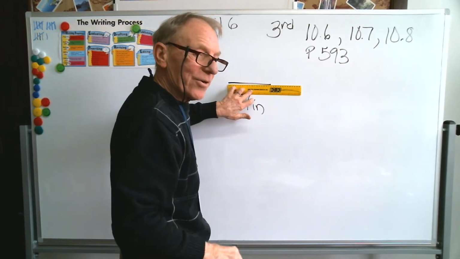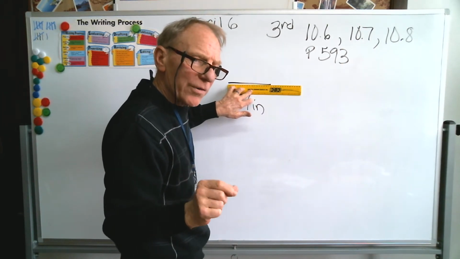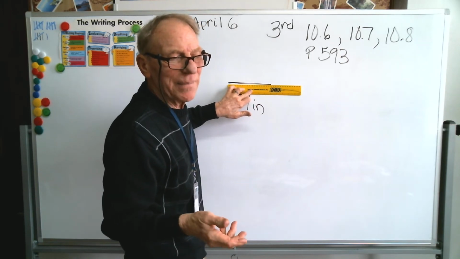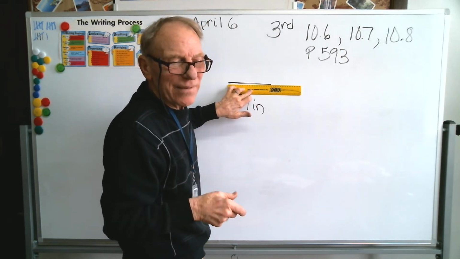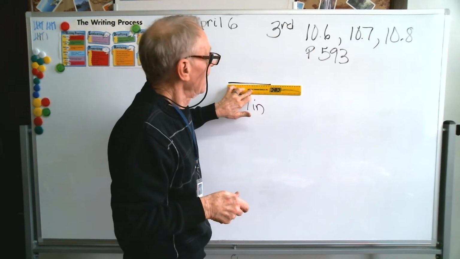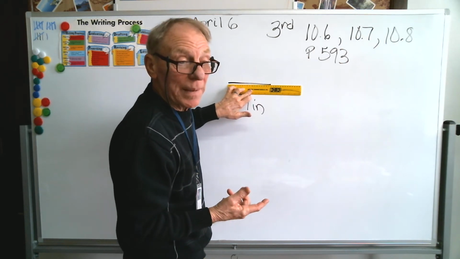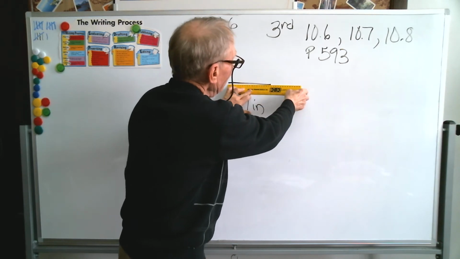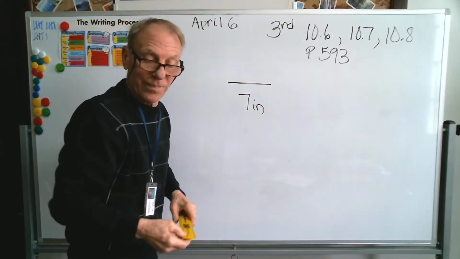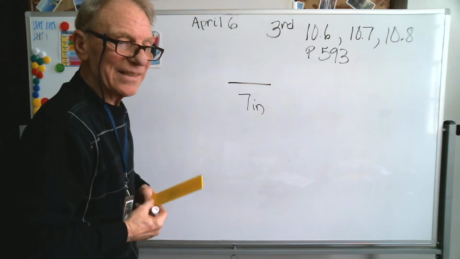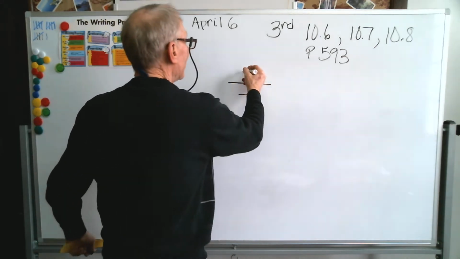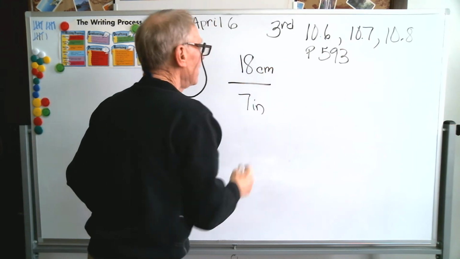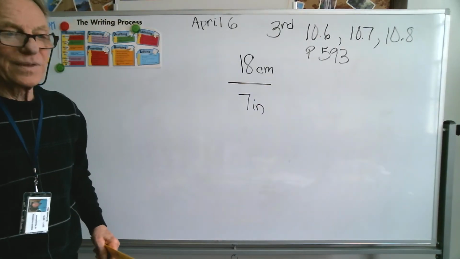Now, centimeters are smaller than inches. As a matter of fact, it takes about 2.5 centimeters to be about the same length as an inch. So my number is going to be bigger. And as I go down the scale, I see my line ends right where it says 18. 18, and then we label it centimeters.